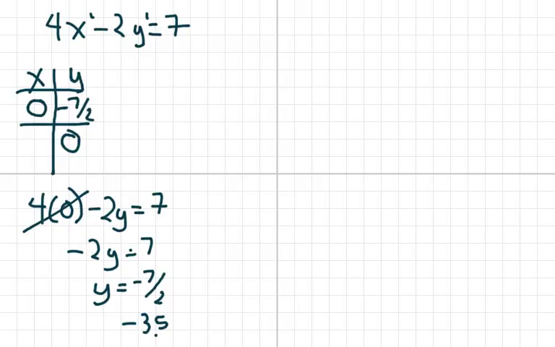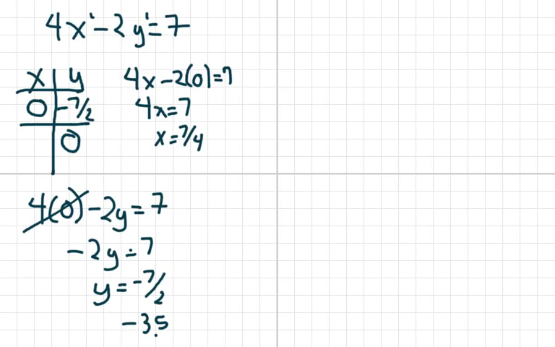For my other point, I'm going to plug in 0 for my y. So I get 4x minus 2 times 0 equals 7. 4x equals 7, so x equals 7/4. It's very close to 2. If that was 8/4, it'd be 2.